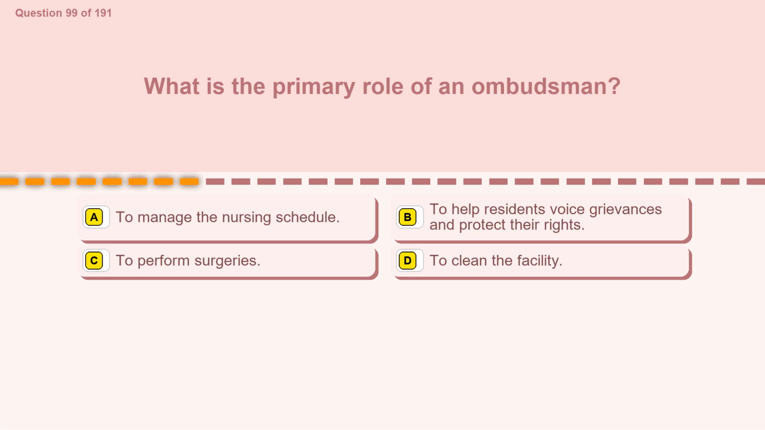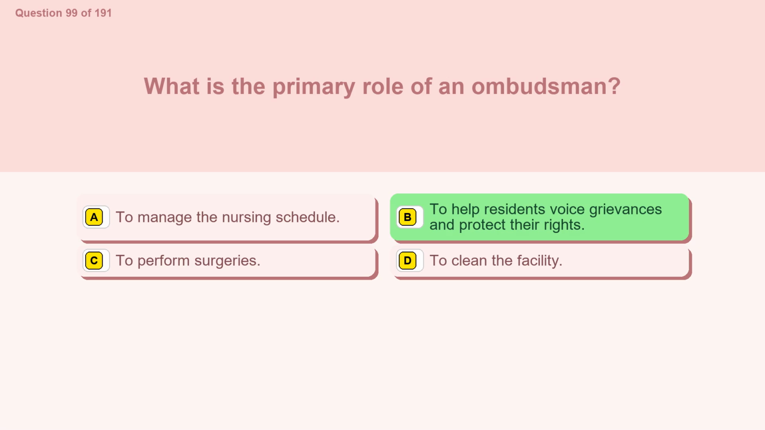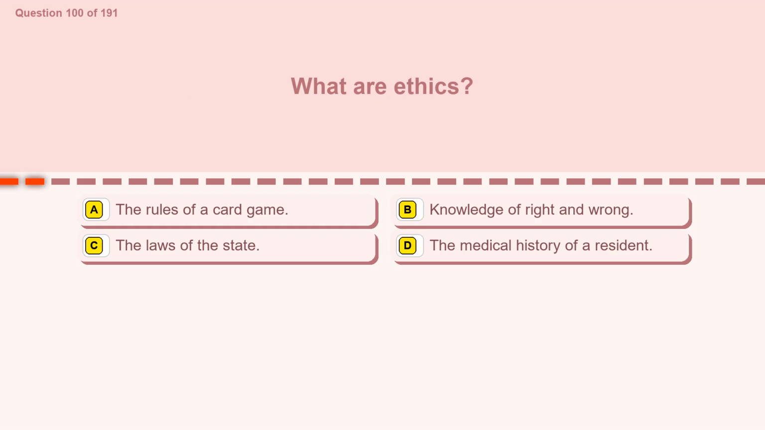Option A. To manage the nursing schedule. Option B. To help residents voice grievances and protect their rights. Option C. To perform surgeries. Option D. To clean the facility. The correct answer is option B. To help residents voice grievances and protect their rights. An ombudsman is an independent advocate for residents in long-term care. Question 100. What are ethics?